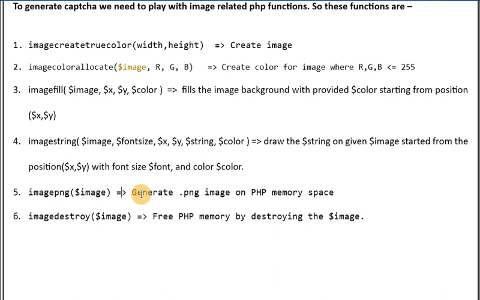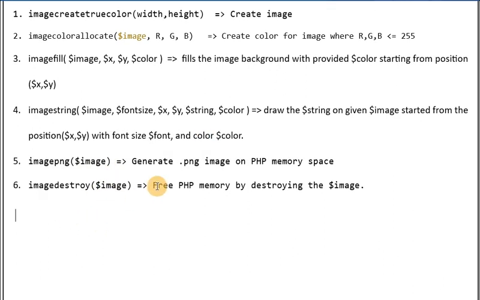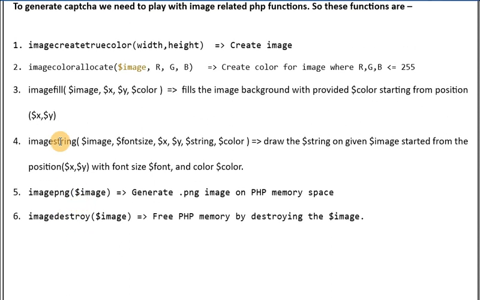What it does is create one image in the PHP memory space. It is not going to save it on our device. If you want to save it on our device, you need to specify the path, and for that we need another function, which we are not going to cover here, because we need the image only for a temporary purpose. So it is temporarily saved in the PHP memory space. Once we have used this image in a captcha, it is recommended to free the memory. To free PHP memory, we need to destroy this image, so we are going to call the imagedestroy function. This way, we are going to use these six functions to generate the captcha.